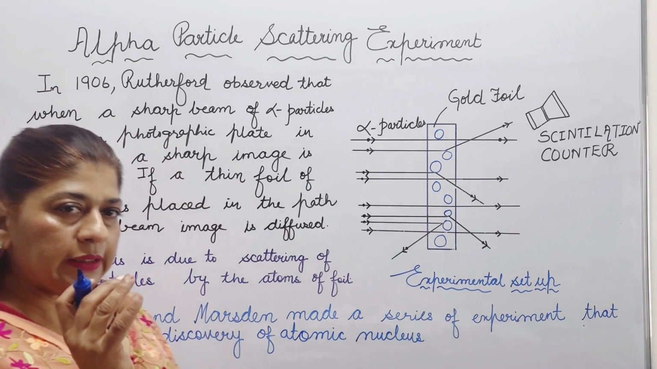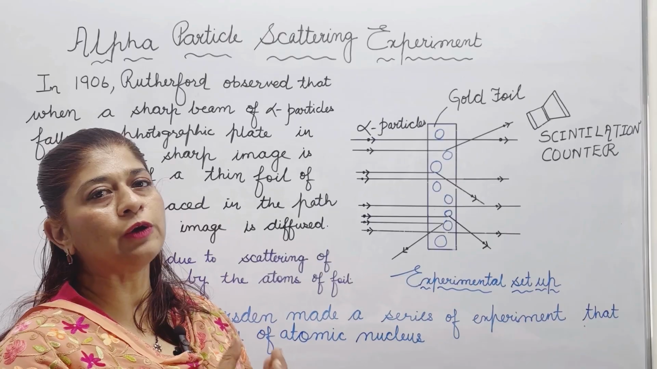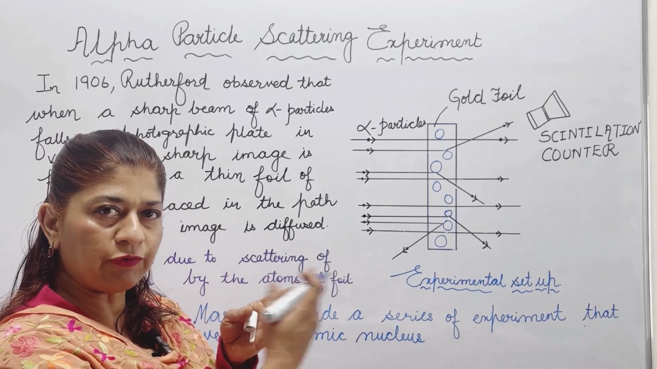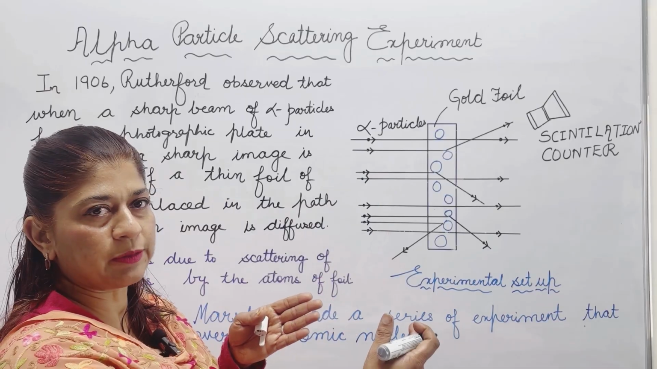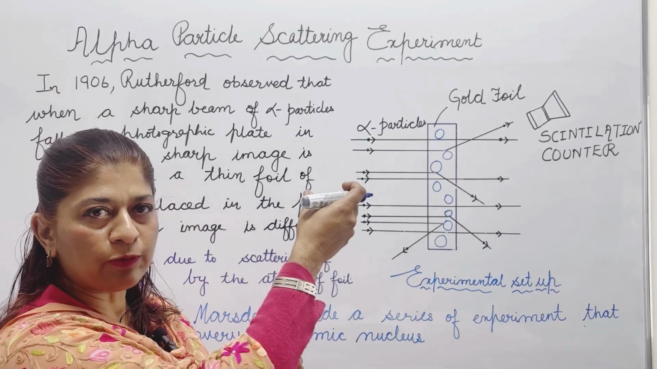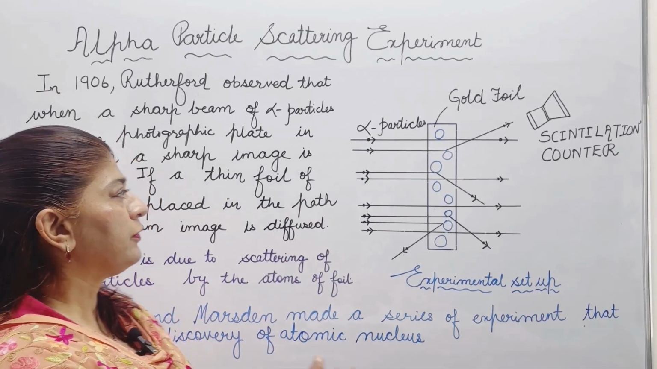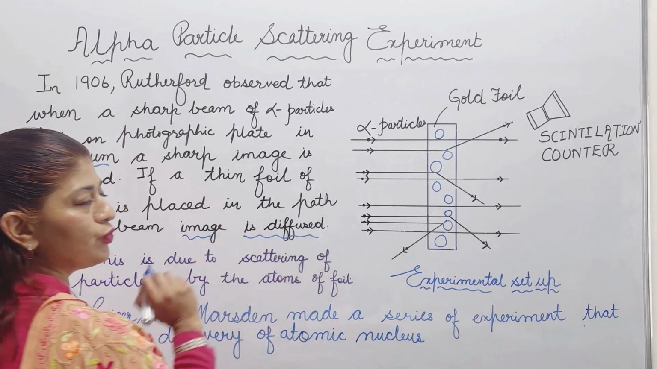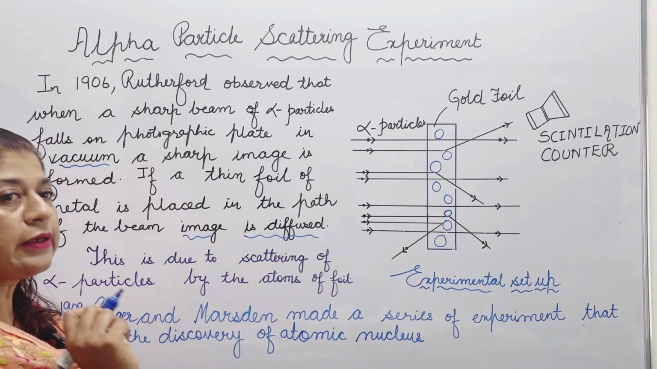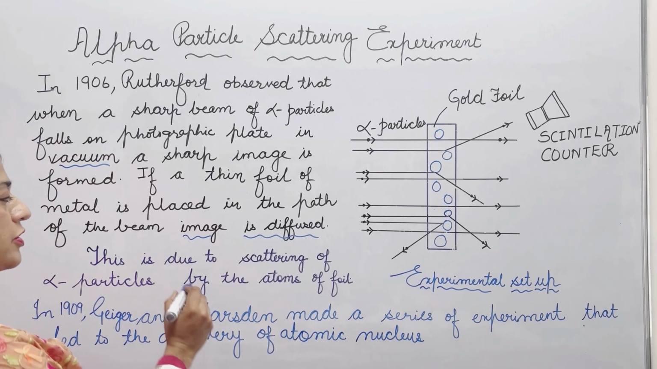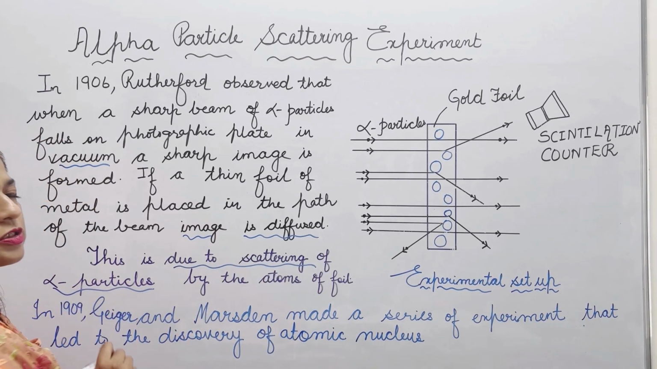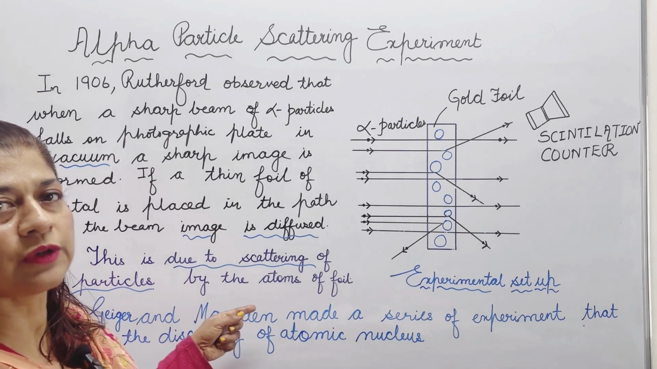Now, if a thin foil of metal is placed between the emitted alpha particles and the photographic plate, then what happened? The image got diffused. So he concluded that this is due to the scattering of the alpha particles by the atoms of the foil, that is, of the metal.